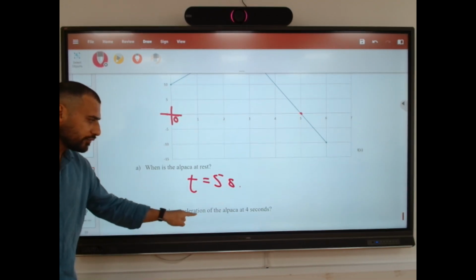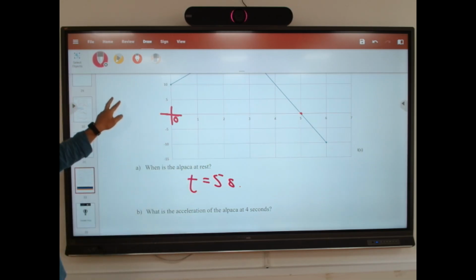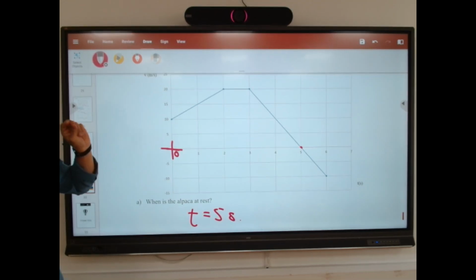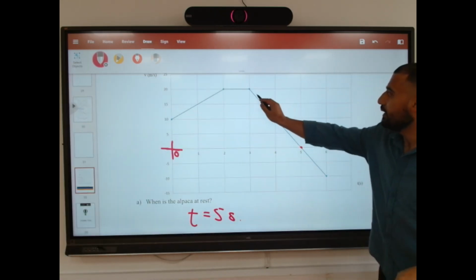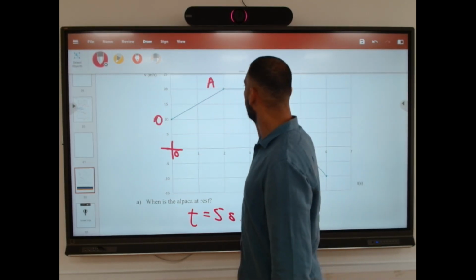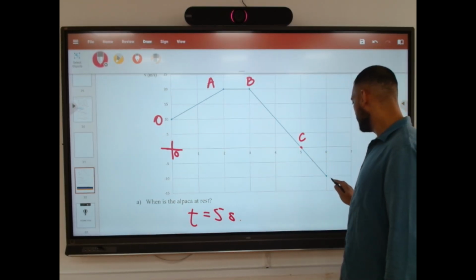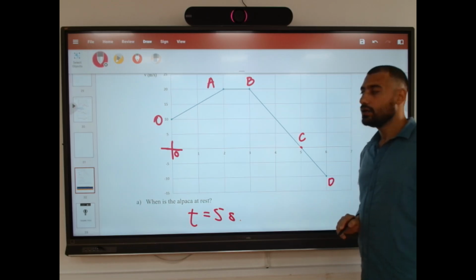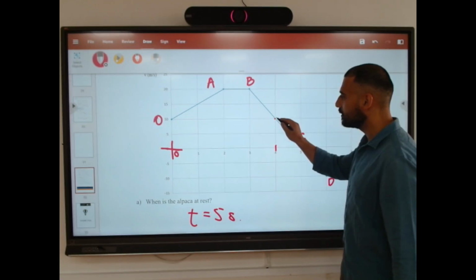What is the acceleration of the alpaca at 4 seconds? Is it positive or negative? Very good. Why? Because at 4 seconds he is on this path. So let me name them O, A, B, and then I can say this is C, and then let this be D. Okay? So when he is asking about 4 seconds, the alpaca is here, isn't it?